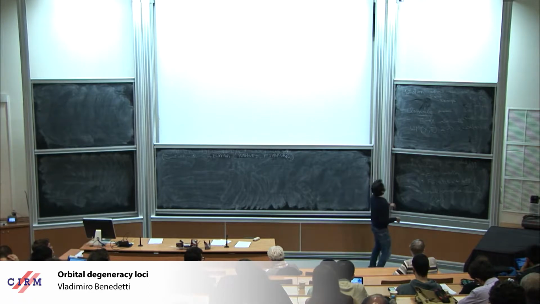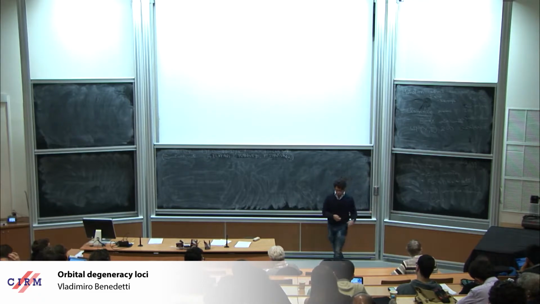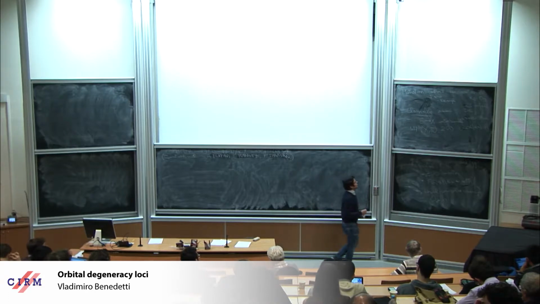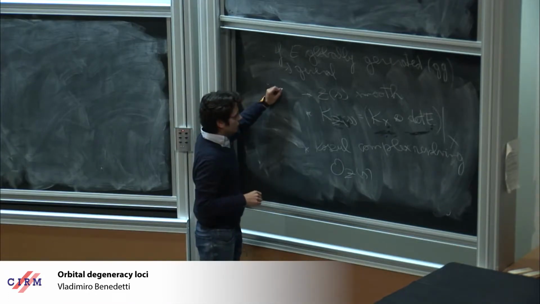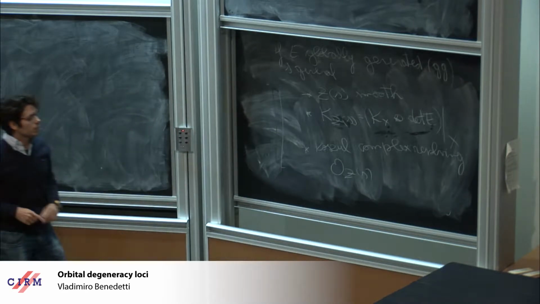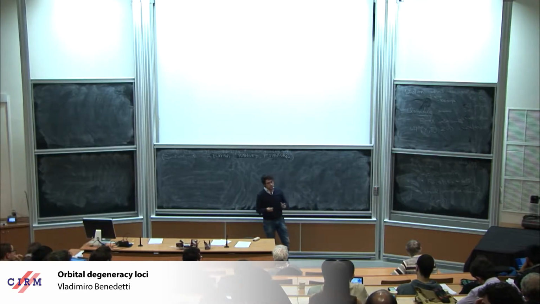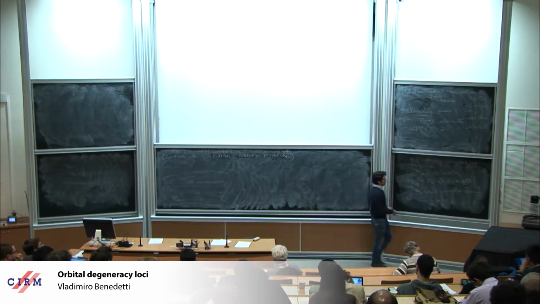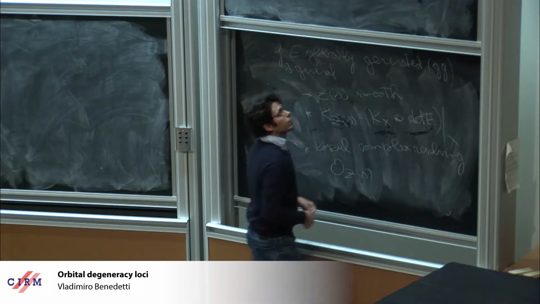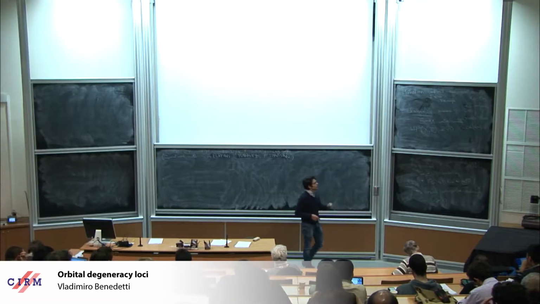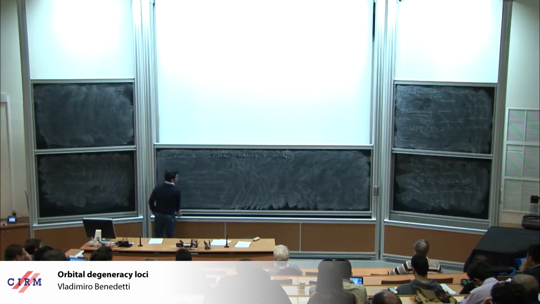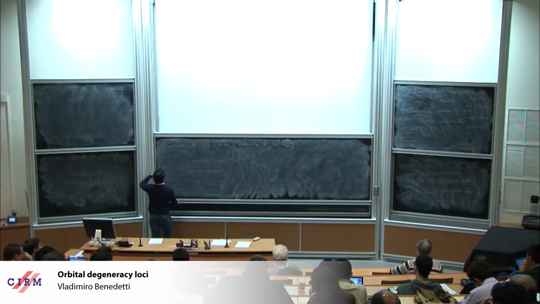So just to say that Mukai used zero loci to interpret the known families of Fano threefolds, and so orbital degeneracy loci would be a generalization also of zero loci, and we will try to understand when we have this property so that we can control in a certain way the canonical bundle. Okay? So now we'll explain the definition of orbital degeneracy loci.